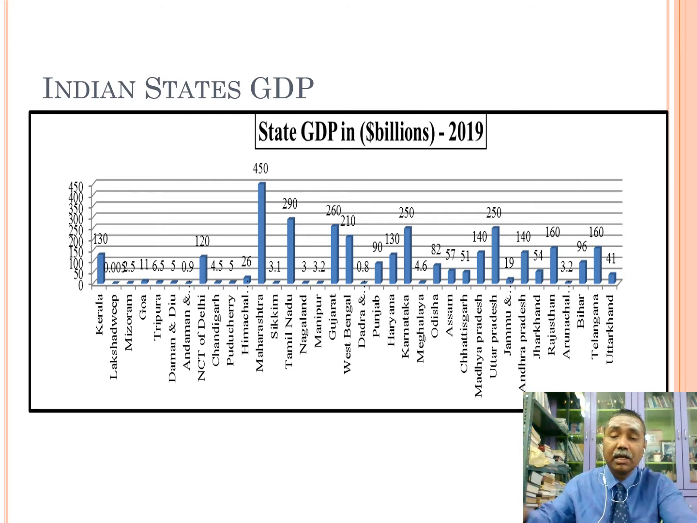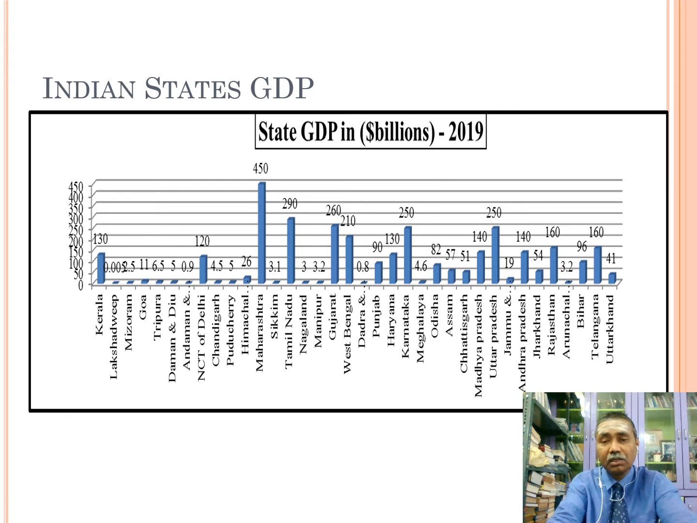I computed the GDP values and found the entire sum of all the states and union territories. I got $3.2 trillion for Indian GDP for 2019. Out of that, these top five states put together contribute almost 50% of Indian GDP: Maharashtra, Tamil Nadu, Gujarat, Karnataka, and Uttar Pradesh.